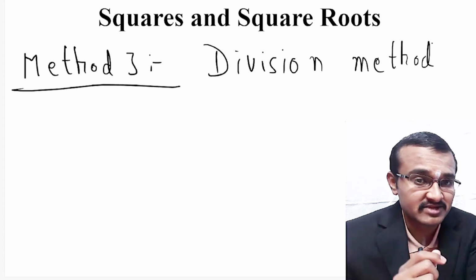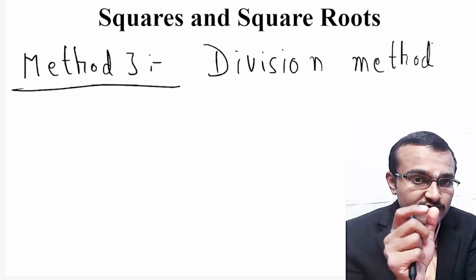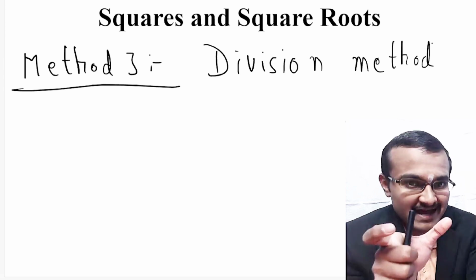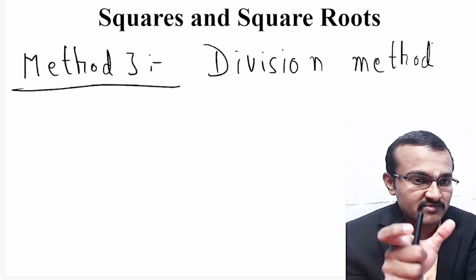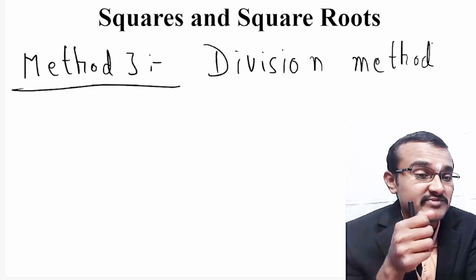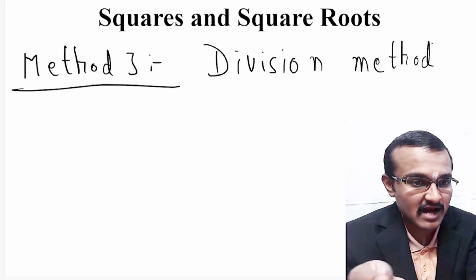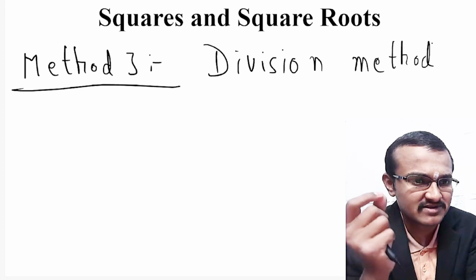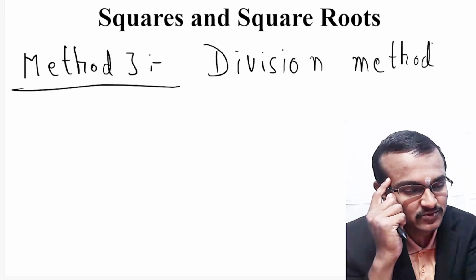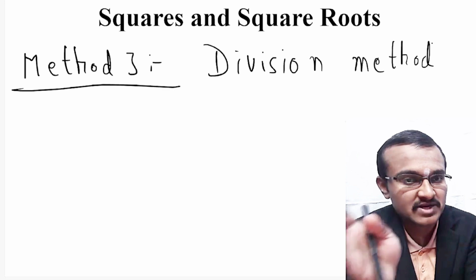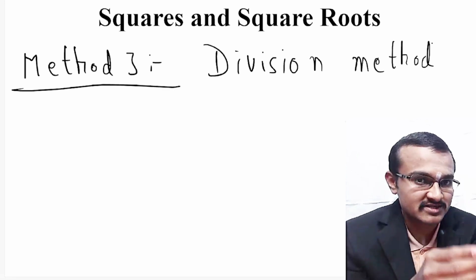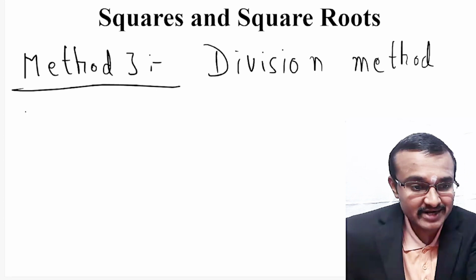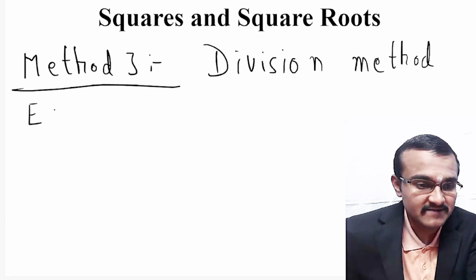Because here in the division method, we will be making groups of 2 digits. A 2-digit number means it will be within the span of 1 to 100. So if you remember the perfect squares, it will be easy. I'll explain how to do this division method by taking an example. Just remember some perfect squares from 1 till 100, that is 1 square, 2 square, 3 square, 4 square, 5 square till 10 square. Let me take one example to understand the division method properly.